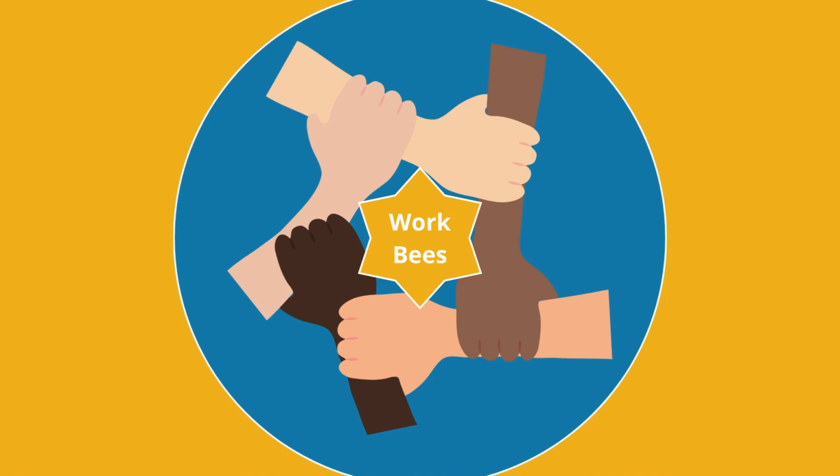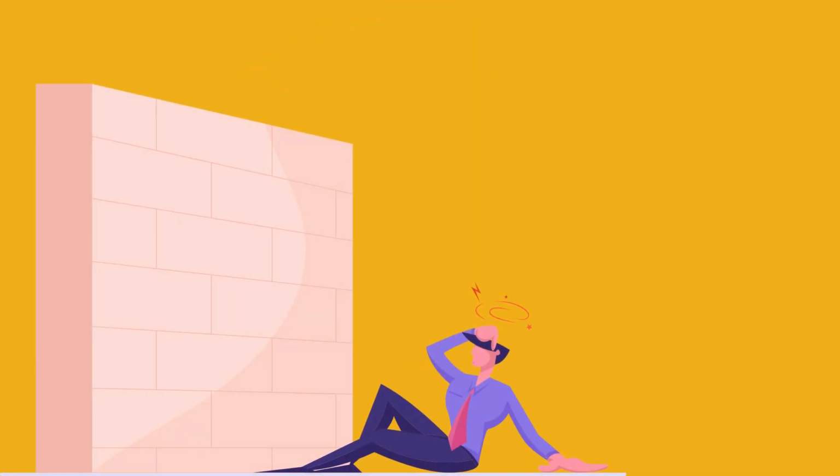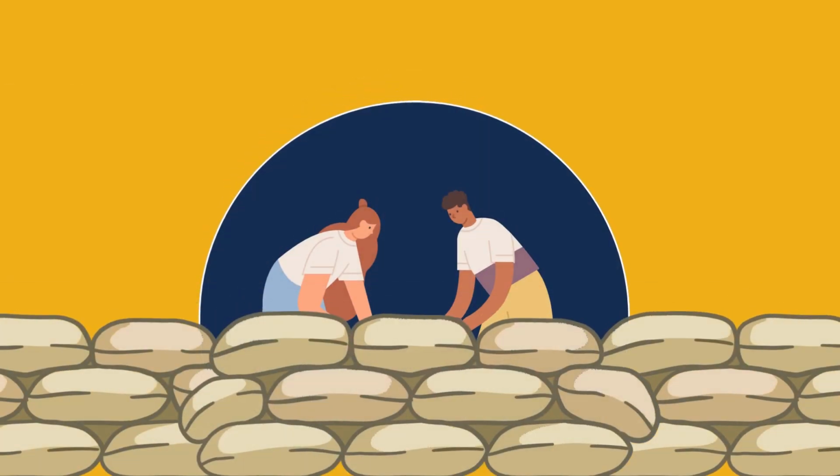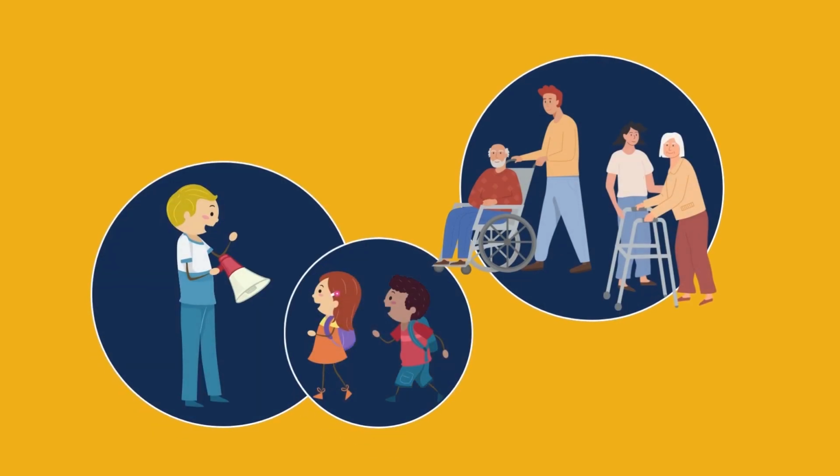Set up work bees to help those who struggled during the drill. Were there obstacles in their way that made it harder to evacuate that can be removed with some help? Does a neighbor require assistance with sandbagging? How can you help one another increase speed and efficacy of evacuation?